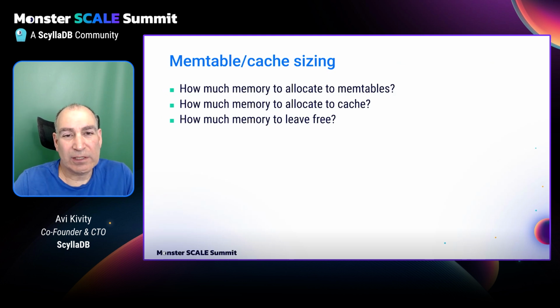Okay, so next, let's look at another case. Let's look at how we size memtable and cache. For those who are not familiar, ScyllaDB uses a log-structured merge tree. And the first step of the log-structured merge tree is to fill memory with data, sort it in memory, and then spill it to disk. And the question is, how much memory do we allocate to memtables? How much memory do we allocate to cache? How much memory do we leave free?